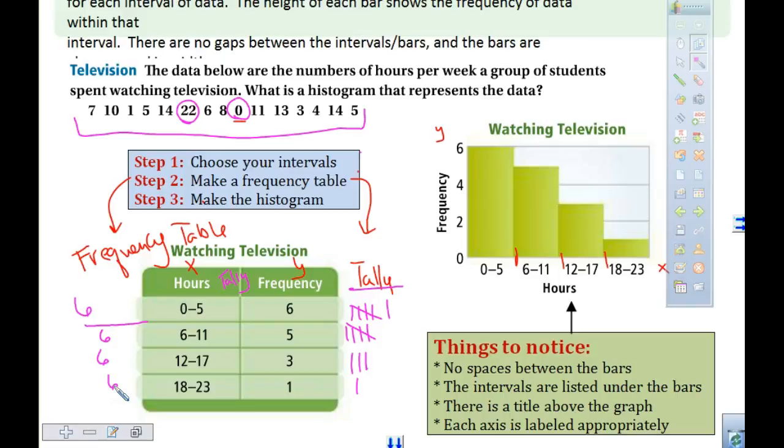Once you've set your interval, you make the frequency table, you go through the numbers and you do the tally, you then write in the frequencies. These 2 categories are what you use to set up over here in your histogram. So once we make our histogram, labels are things that are really important. Notice no spaces between our bars. Labels down here of hours, label over here of frequency, and a title, okay?